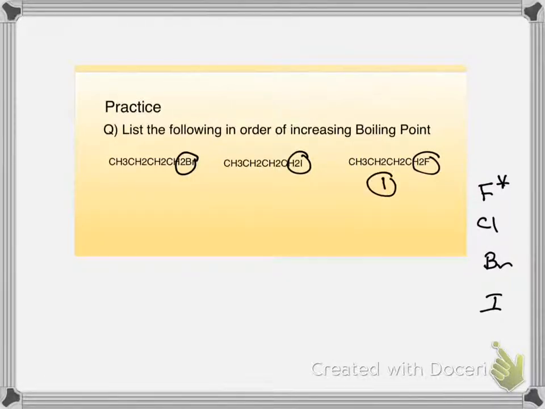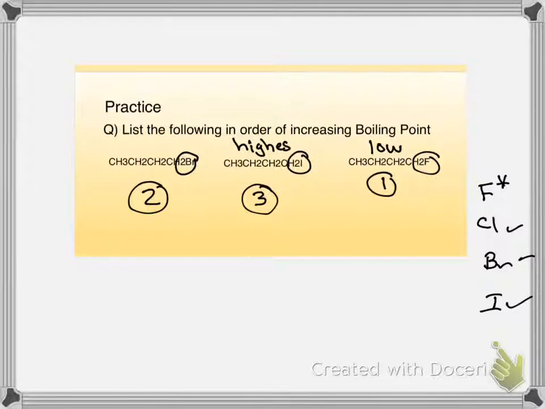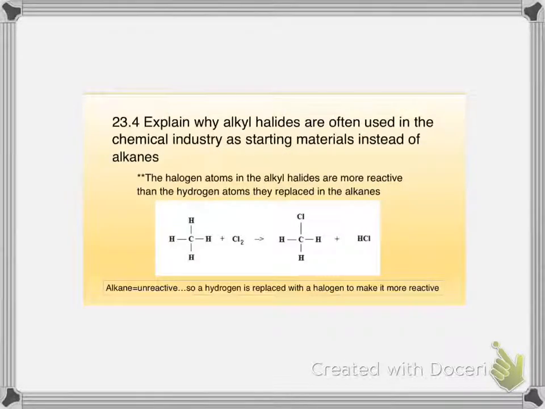So this is the first one. Then the next one is going to be Cl or Br, so that's this one. And then the last one we're going to write is I. So this one is going to have the lowest, this one is going to have the highest. Okay, very simple.